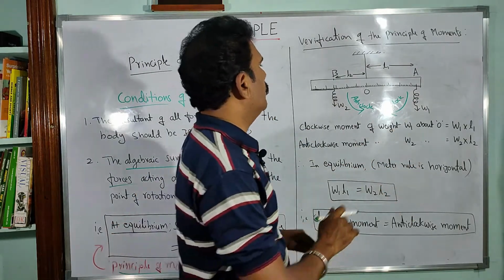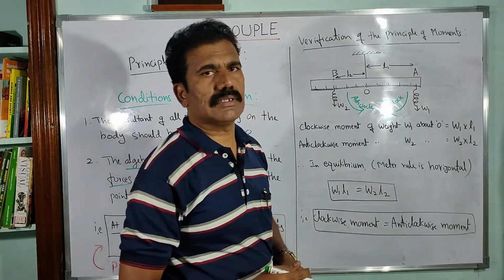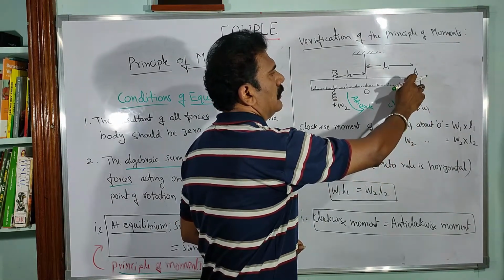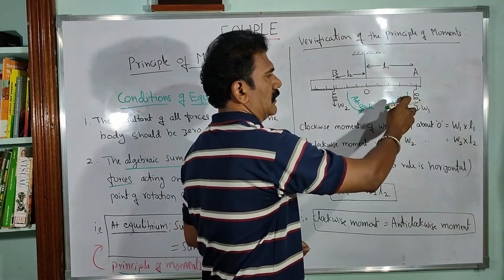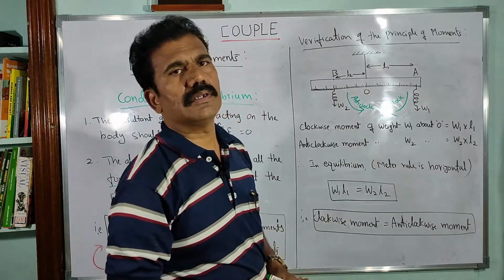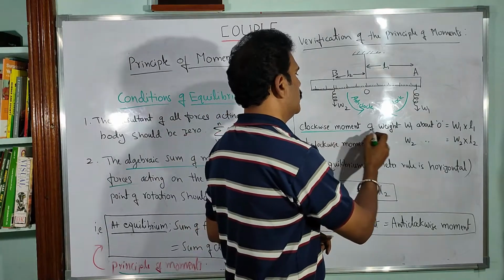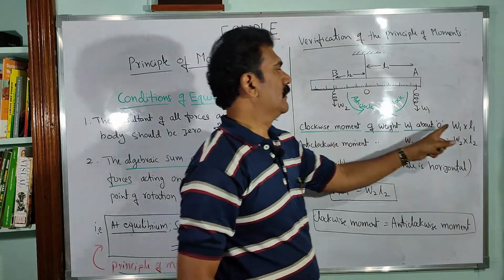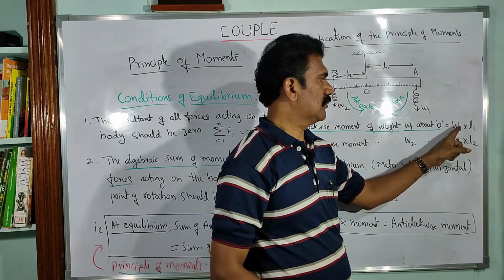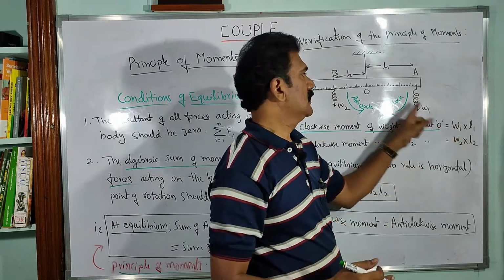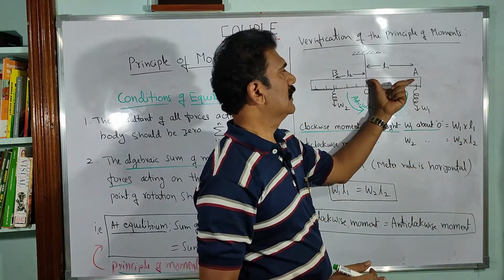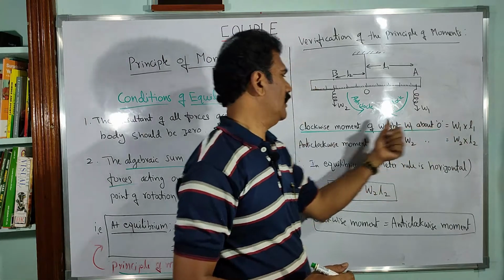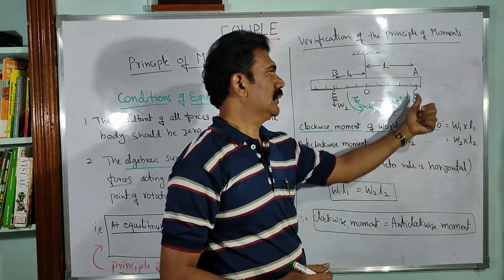Now in this case, what kind of rotation can be expected? The weight W1 is actually making the beam rotate in the clockwise direction. So we can calculate the corresponding clockwise moment. The clockwise moment due to W1 about the point O is given by the magnitude of the weight as a force, W1, into the perpendicular distance from the center of suspension. That is measured here as L1, from point O to A. So W1 into L1 will give you the clockwise moment of the weight W1.